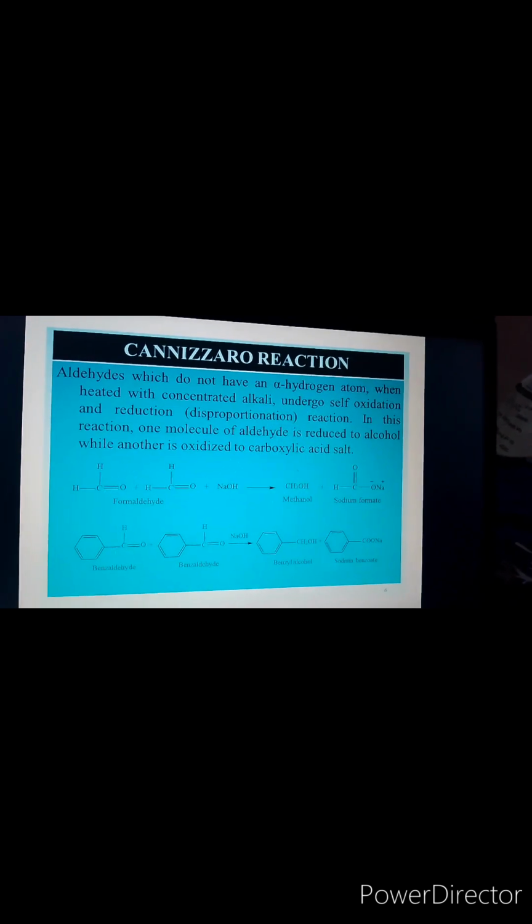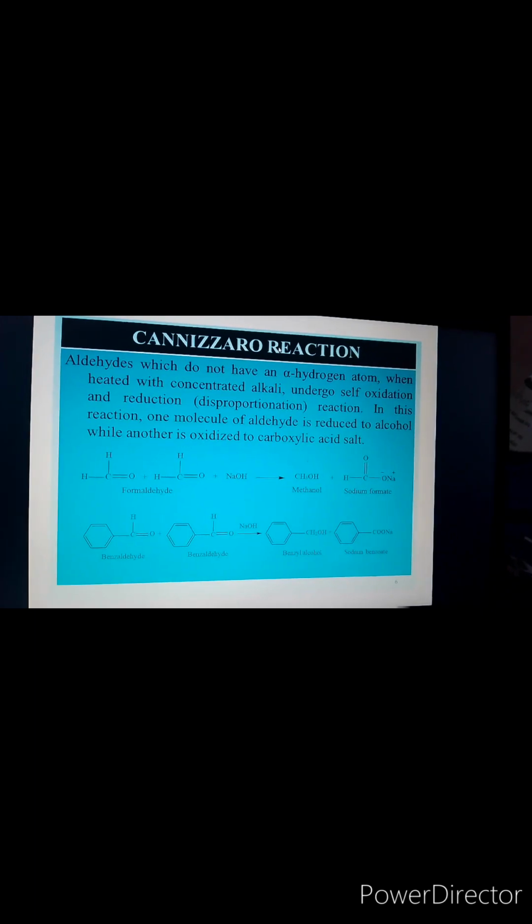Next reaction is the Cannizzaro reaction. In the Cannizzaro reaction, there is no presence of alpha hydrogen. This is the difference between Cannizzaro and aldol condensation. Aldol condensation must require alpha hydrogen, but in the Cannizzaro reaction they do not have an alpha hydrogen atom.